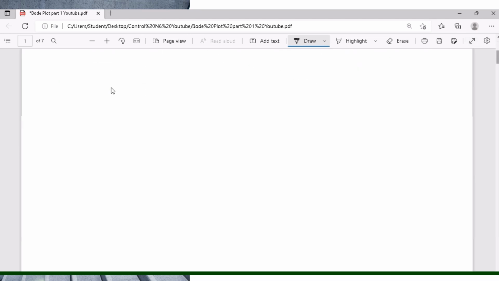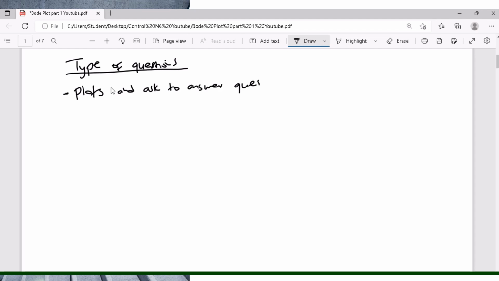I think so. Okay, so guys, the types of questions you can have. You can have a question where they give you the plots and ask you to answer questions where they ask for the gain crossover frequency and the phase crossover frequency.